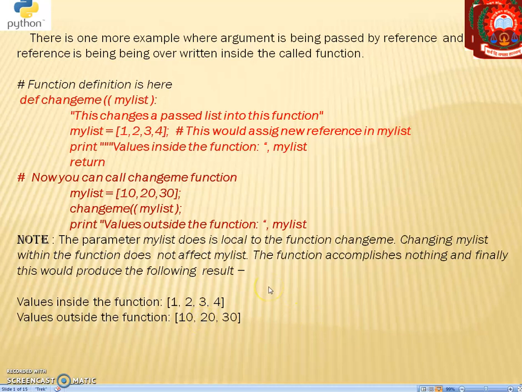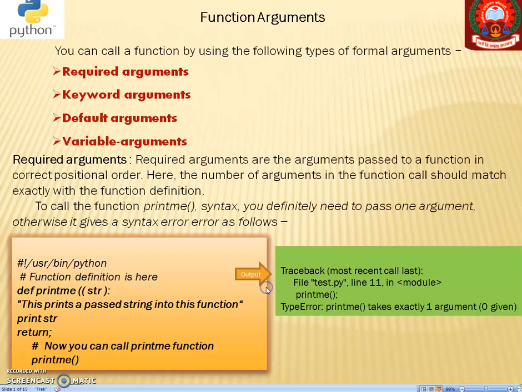So this is a simple notation which is used. The parameter my list is local to the function changeme; changing my list inside the function does not affect my list outside. The function accomplishes nothing, and finally this should produce the following results. As I just told you, 1 2 3 4 will be inside the function, and 10 20 30 will be outside the function, which has been called by value. So this is the difference between call by reference and call by value.